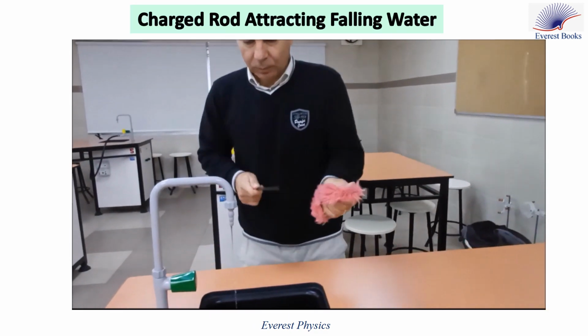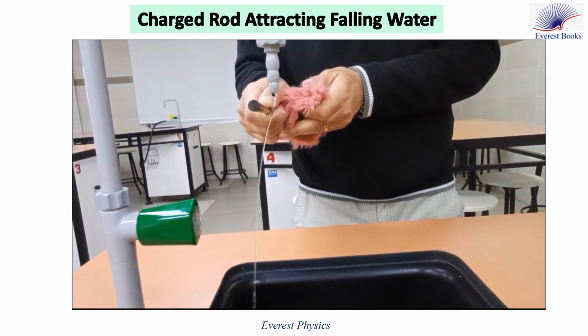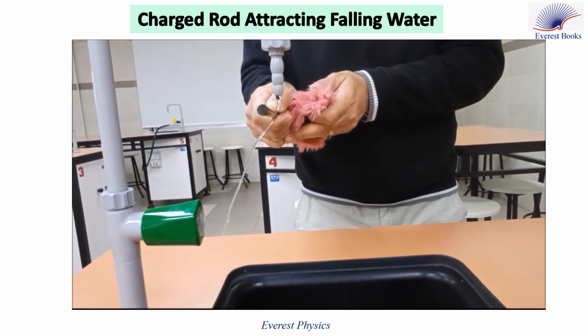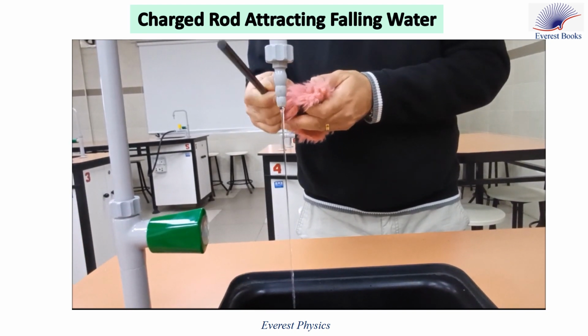In this activity, the negatively charged ebonite rod repels electrons in the water stream, resulting in a positive charge on the side facing the rod. Since opposite charges attract, the water stream bends towards the rod.